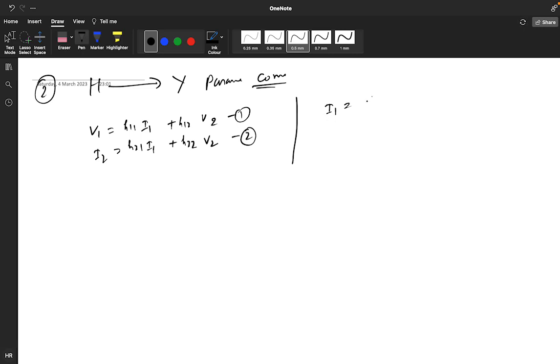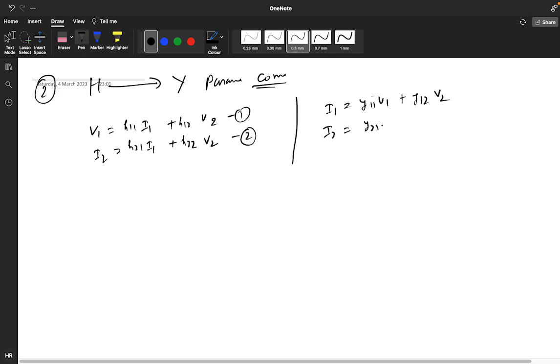I1 is equal to Y11 V1 plus Y12 V2, and I2 is equal to Y21 V1 plus Y22 V2. Now, why are we only considering the H and Y combination? Why not Z or T? Why only H and Y?